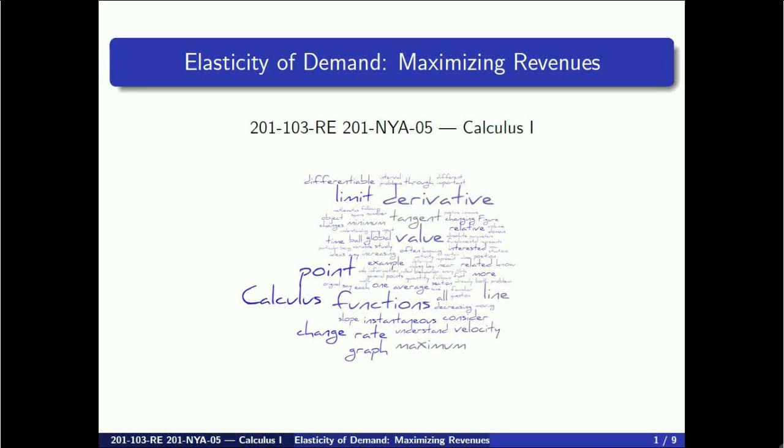Hi, in this video we show how elasticity of demand may be used to decide how the unit price should be adjusted in order to increase revenues. This video builds on an example seen in a previous video where we computed and interpreted the elasticity of demand for a publishing company selling textbooks. We will elaborate a bit more on this example to illustrate the theory introduced in this video.